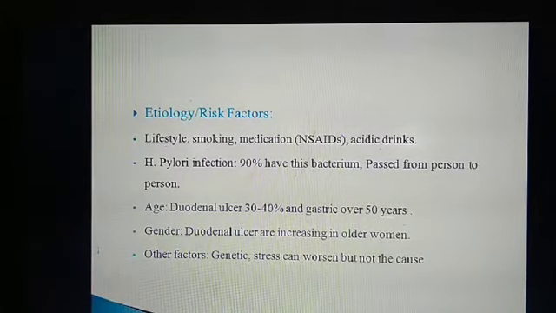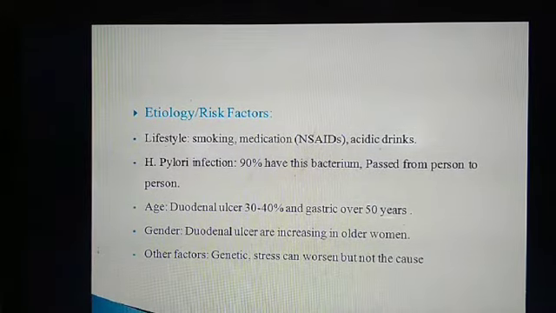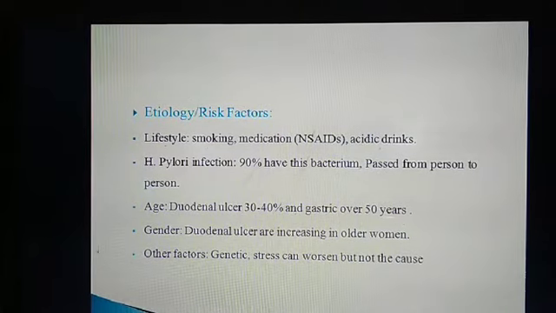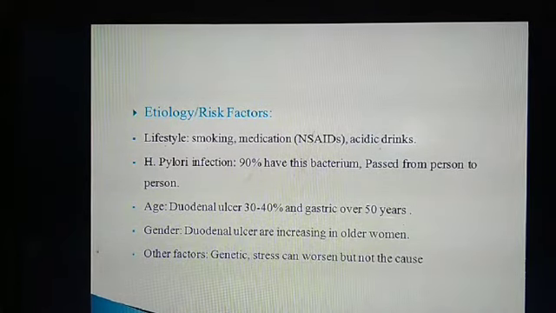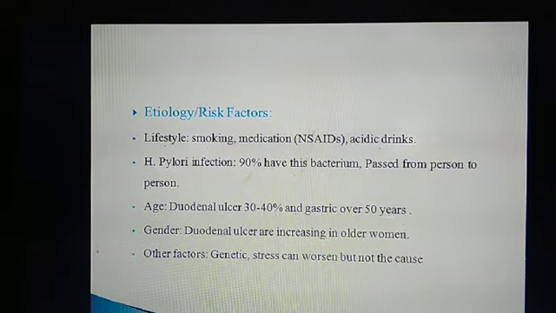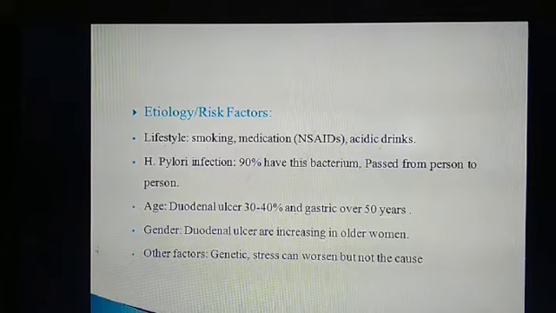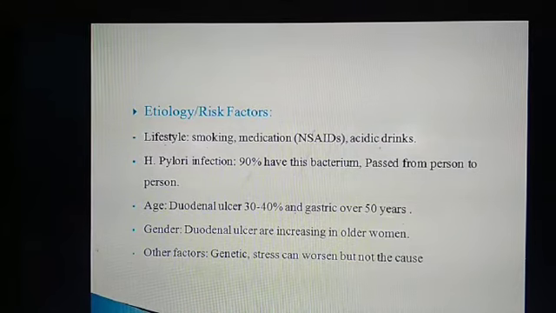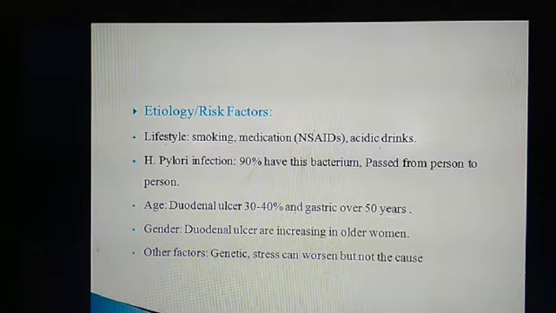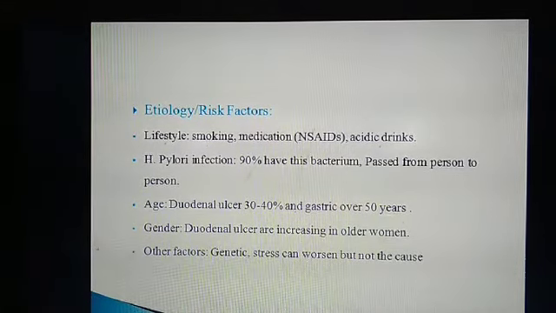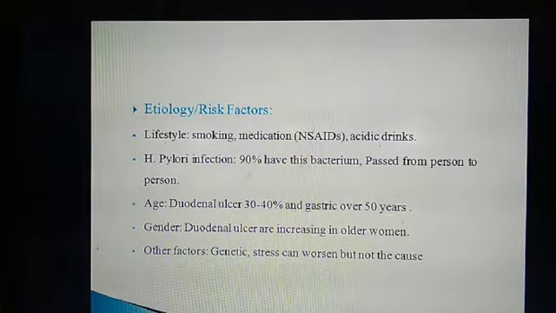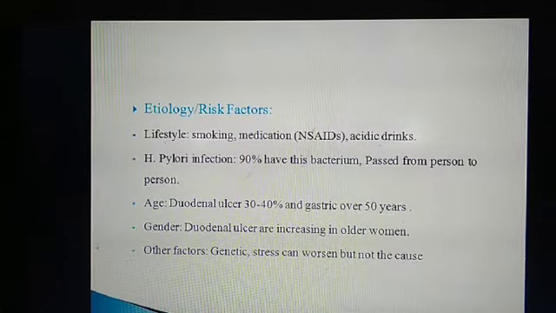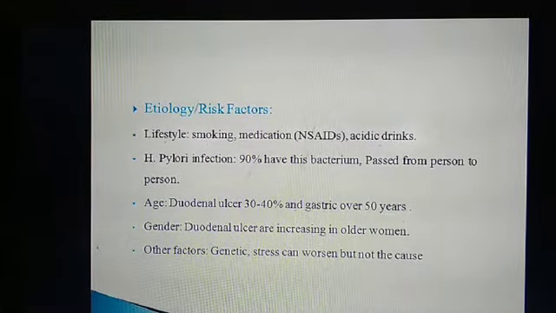Then we will see the age. It has been seen that in duodenal ulcer 30 to 40%, and gastric ulcer over 50 years, this peptic ulcer can be prevalent. Then there are some related to gender. Duodenal ulcers are increasing in older women, and then other factors like genetic factor, then stress. Stress can worsen it, but it may not be a cause.